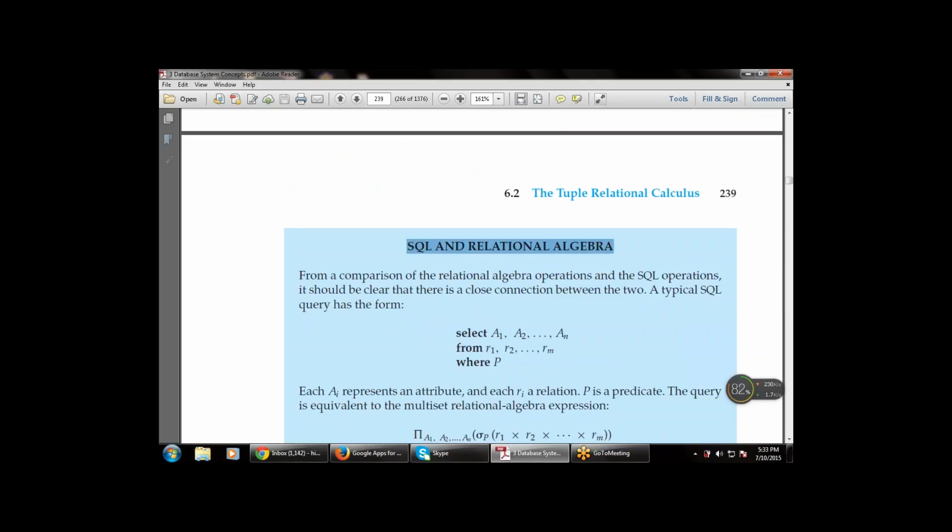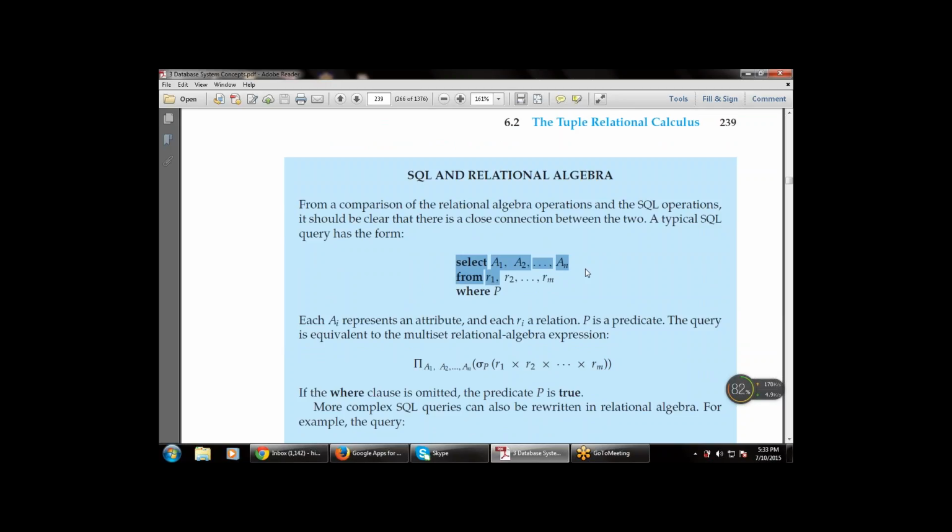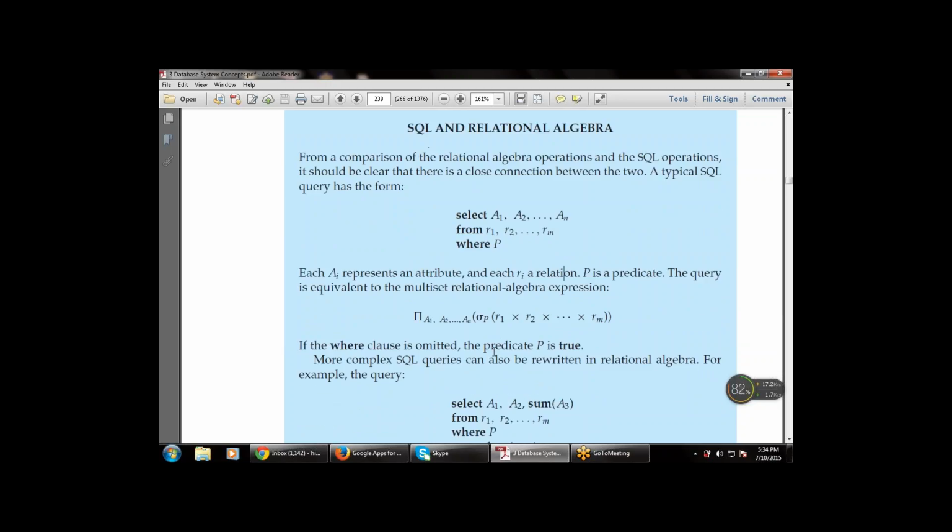Next is SQL and the relational algebra: what is SQL, what is the relational algebra, and what is the relationship between them. From the comparison point of view of the relational algebra operations and the SQL operations, it should be clear that there is a close connection between the two. A typical SQL query has this form: select A1, A2, up to AN from R1, R2, up to Rm where P, where Ai represents an attribute and Ri represents a relation. That is equivalent to a multiset relational algebra expression.